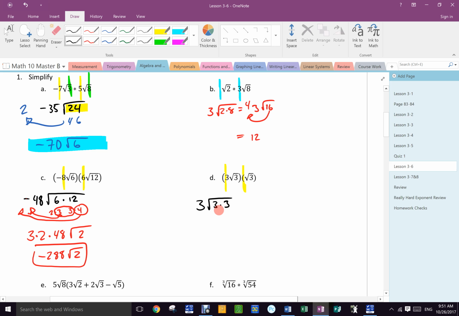What happens to that group of 2? What comes out? A 3. What was already out there? 3. So what do we get? 9. Now I want to show you guys something.